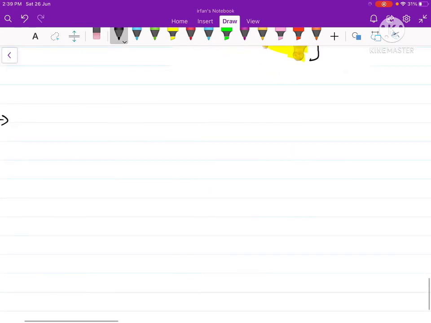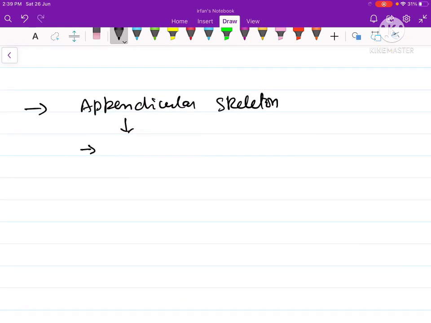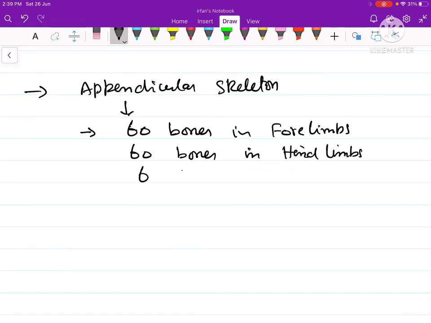So we have seen that the appendicular skeleton has the following bones: 60 bones in forelimbs, 60 bones in hind limbs, and 6 bones in girdles. So these will add up to a total of 126 bones.